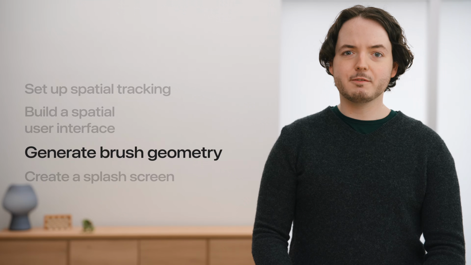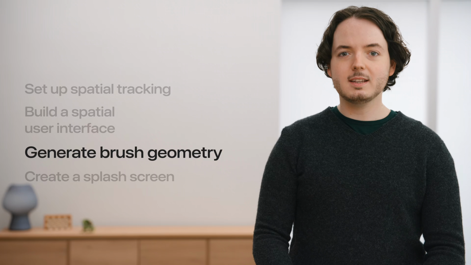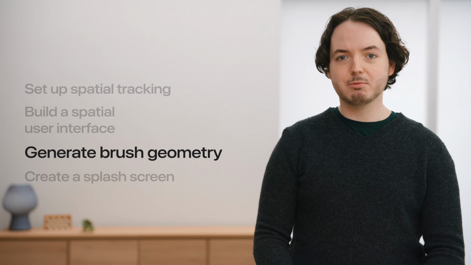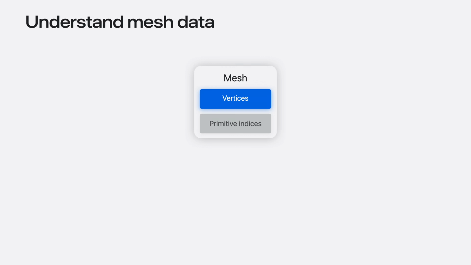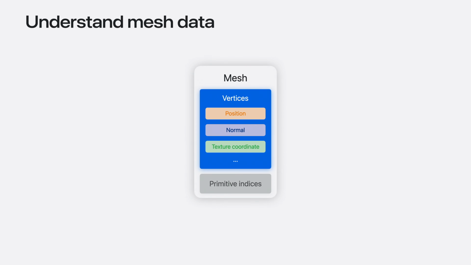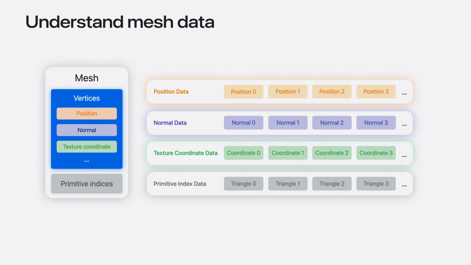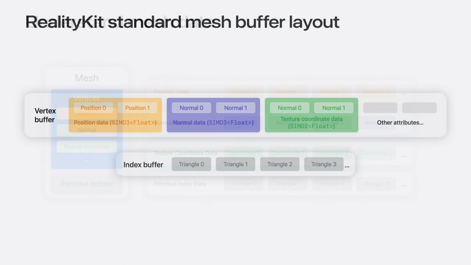Now that we have built a way for users to configure their brush, it's time to talk about the core of the app, generating geometry for each brushstroke. Broadly, a mesh is a collection of vertices and primitives like triangles which connect them. Each vertex is associated with a number of attributes, such as the position or texture coordinate of that vertex. And those attributes are described by data. For example, each vertex position is a three-dimensional vector.